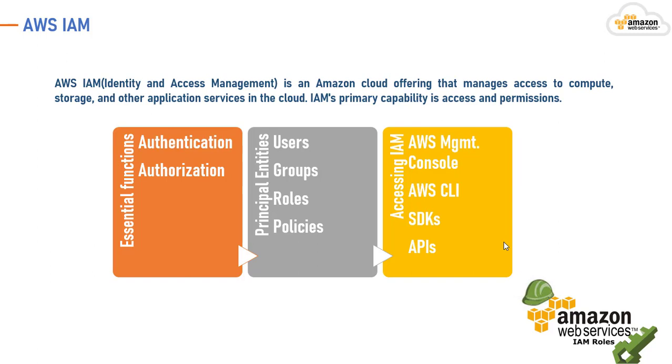And coming to principal entities: users, groups, roles, and policies. These are considered as principal entities. How will we access IAM? Via the AWS Management Console, AWS CLI, SDKs, and APIs, we can access IAM.